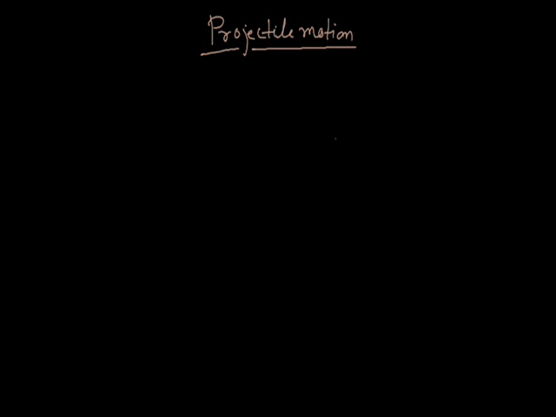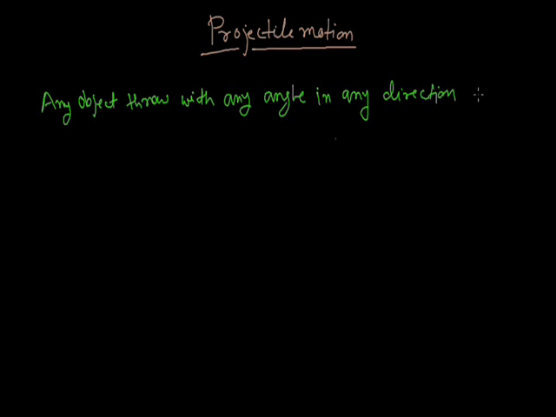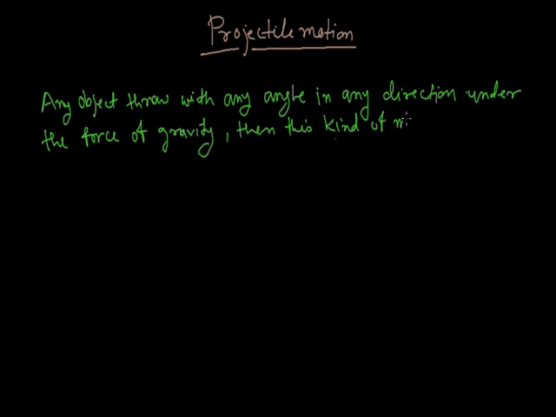What is projectile motion? If you throw any object at any angle, in any direction, and it falls under the force of gravity, then this kind of motion is known as projectile motion.